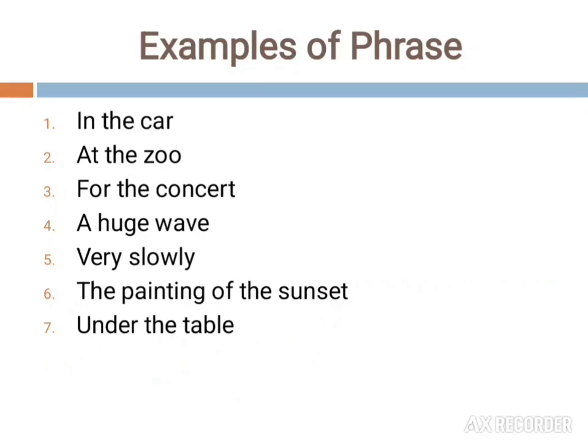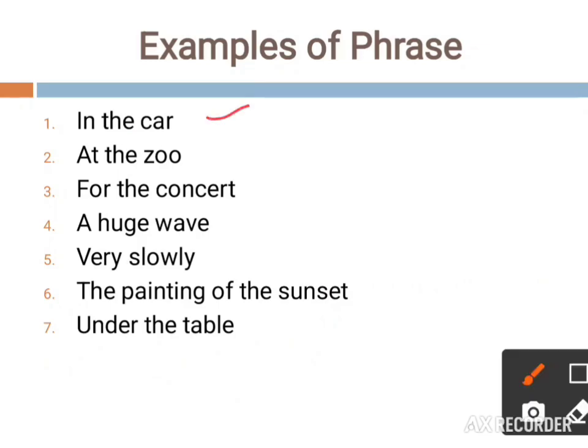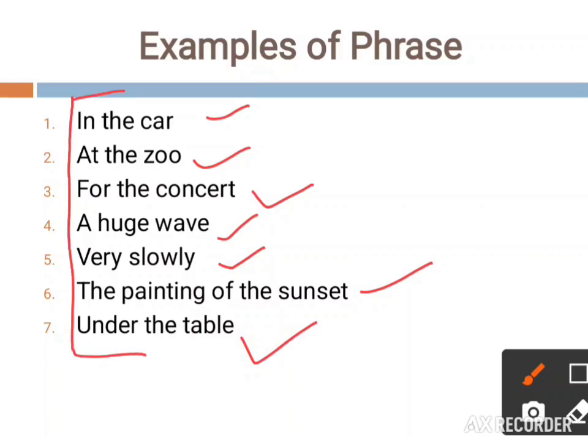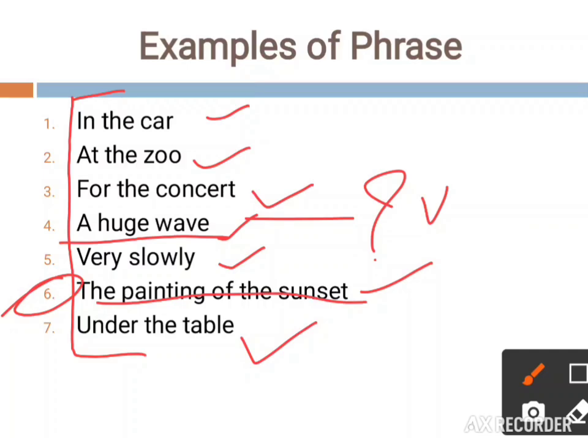The examples of phrase. The different examples of phrase can be in the car, at the zoo, for the concert, a huge wave, very slowly, the painting of the sunset, under the table. Now just think, do we have any subject verb combination in any of these sentences? If there is a subject, for example, a huge wave, it can be considered as a subject, but again there is no verb in the sentence. Similarly, in point number 6, the painting of the sunset. This can be considered as the subject, but again it lacks a verb. So there is no subject verb combination in any of the phrase. So these are the different examples of phrase.